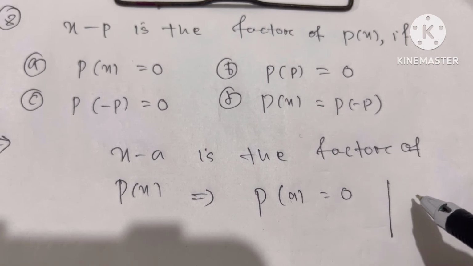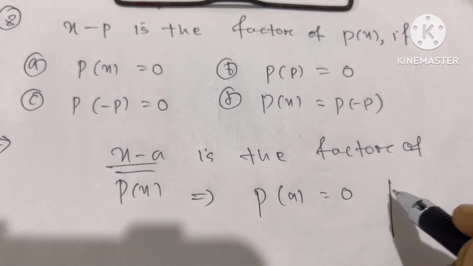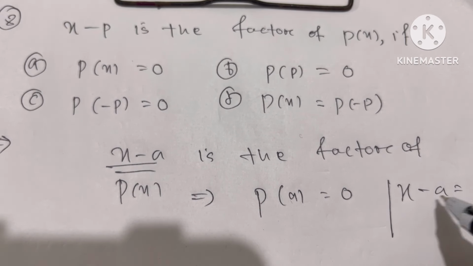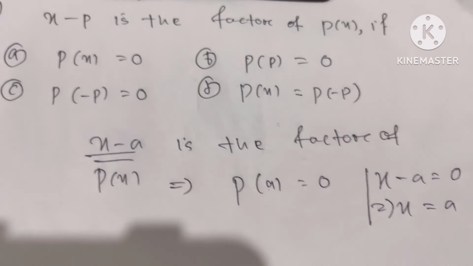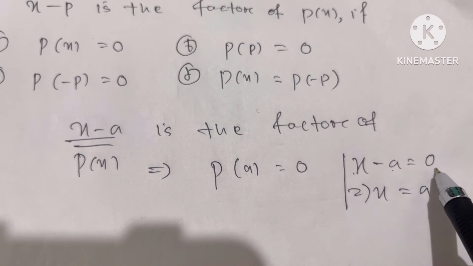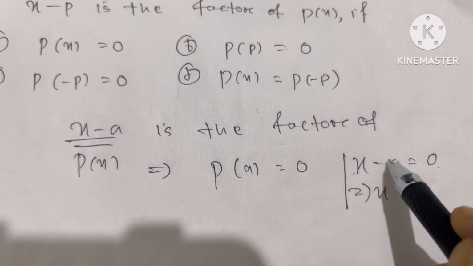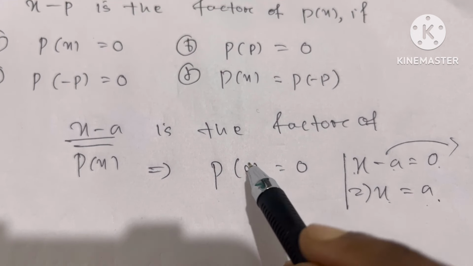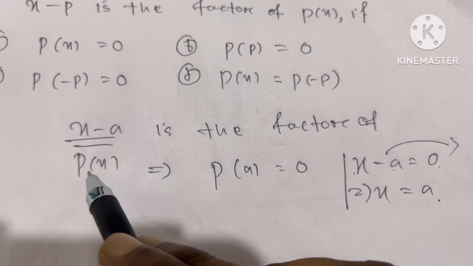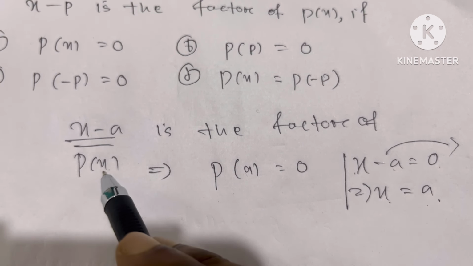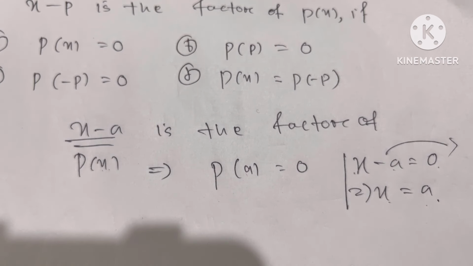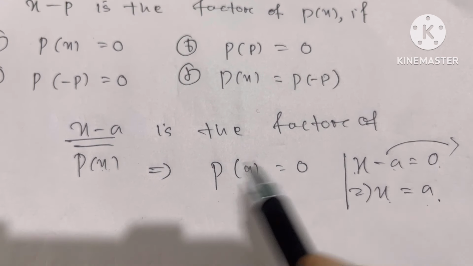So first, x minus a is the factor. From this we can find the value of x. If we consider x minus a equal to 0, then transposing a to the right-hand side, x will be a. Then put the value of x equal to a in p(x). Here, in place of x, I write a, and we will always get remainder 0. Why? Because x minus a is a factor of p(x).